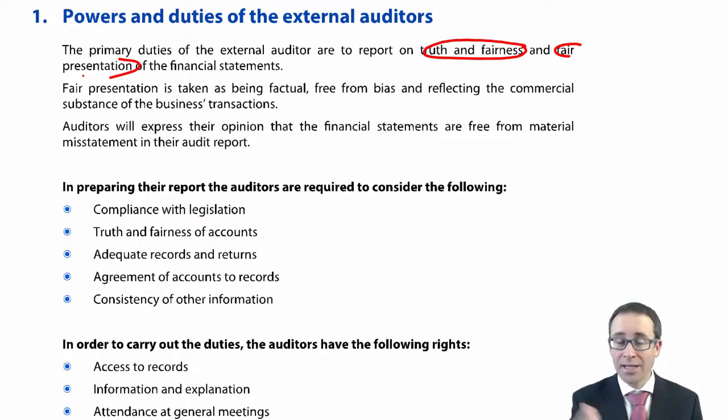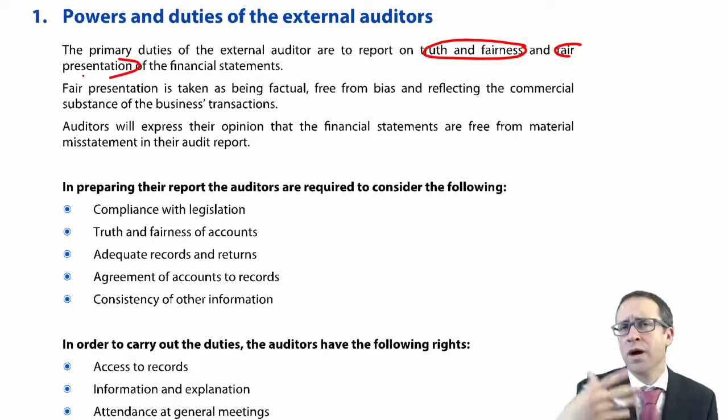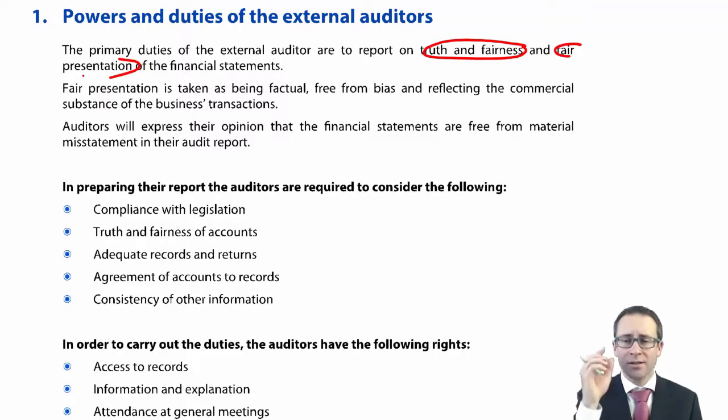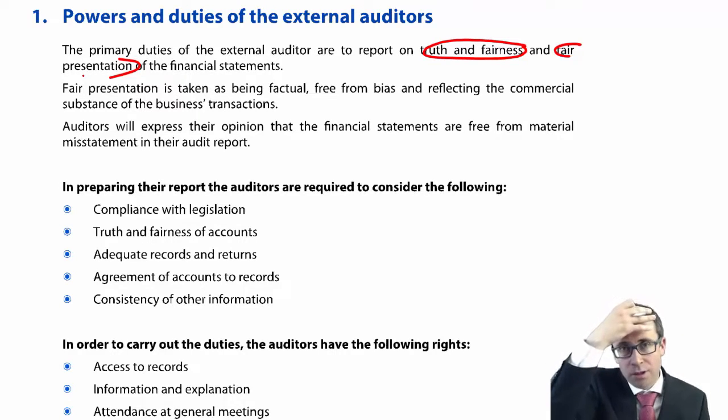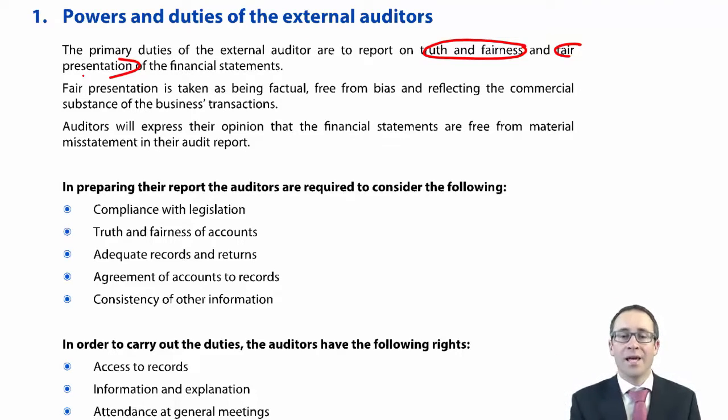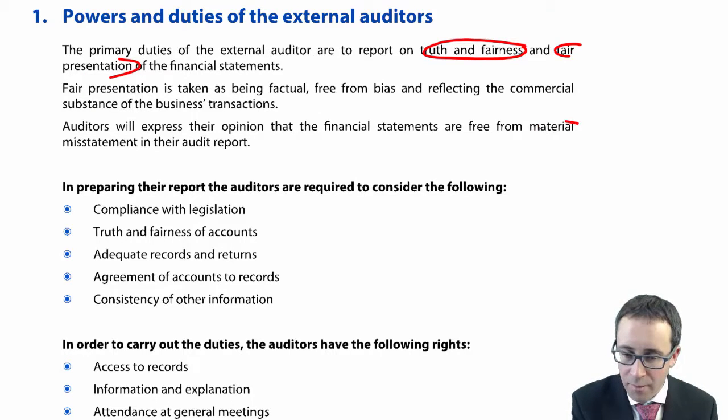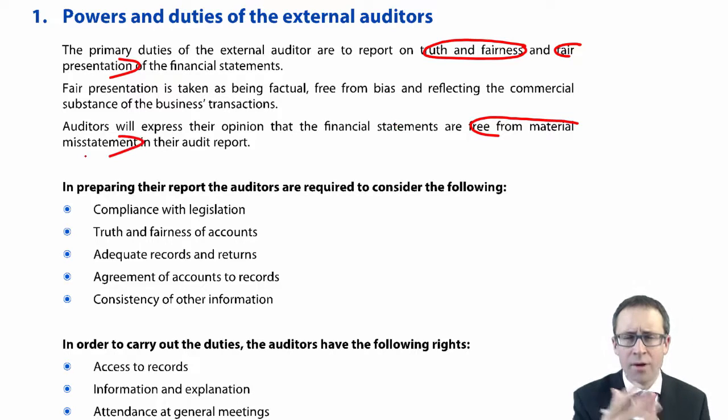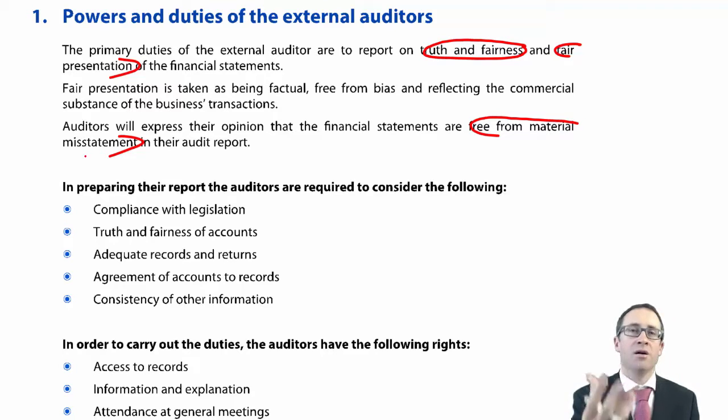Which then should assume that things are factual, free from bias, and reflect the commercial substance, which is what accounting standards are based on, isn't it? Accounting standards are based upon substance, aren't they? We will see that later on. And again, we mentioned fairness, but again, that's free from material misstatement. They don't look for tiny little errors. They look for large errors, and then will hopefully persuade the directors to correct those errors. And if they can't correct the errors, then they will modify their opinion.